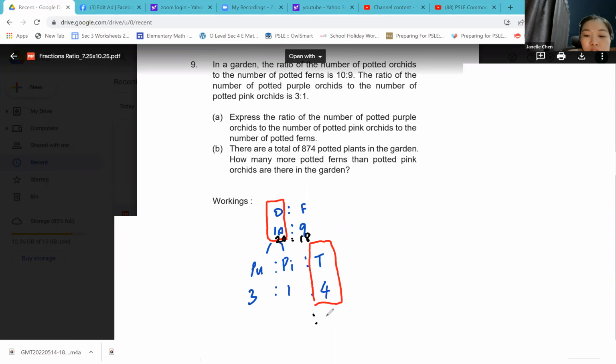I'll use a different color to indicate the change. So I multiply 2 on the top layer throughout. It's not just the item itself; I will multiply throughout. Followed by here, I will have to multiply 5 throughout as well, because we change the whole layer. It's like if you multiply a fraction, you have to multiply top and bottom. It's the same rationale. So here I have 20, here I have 5, and then here I have 15.